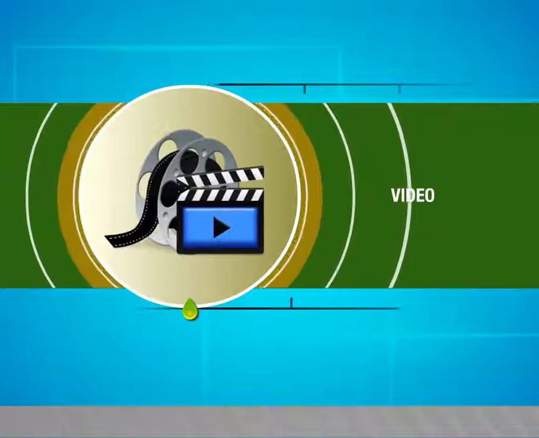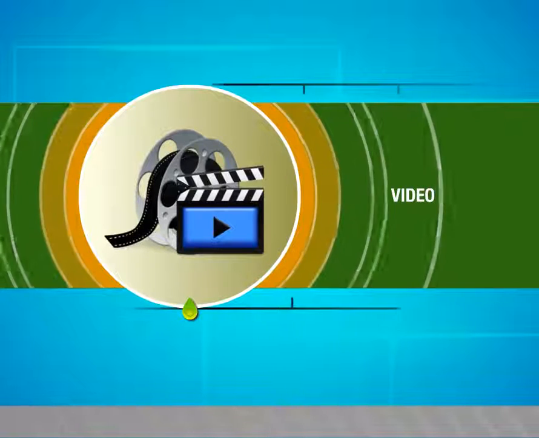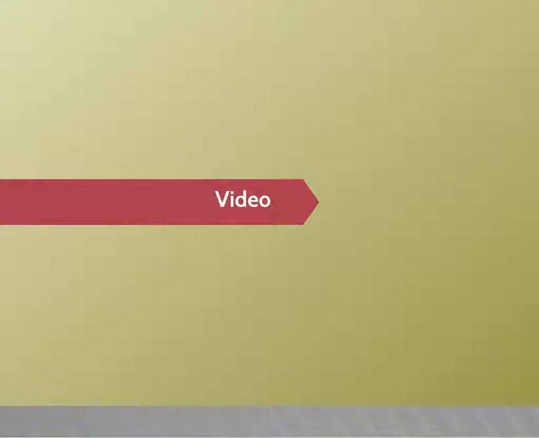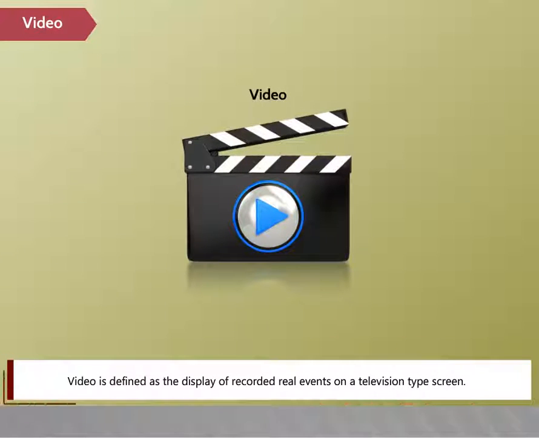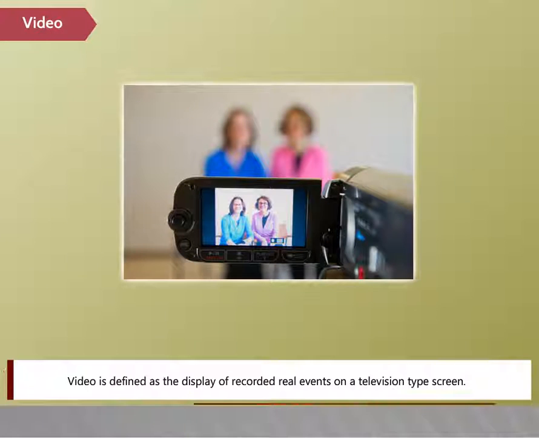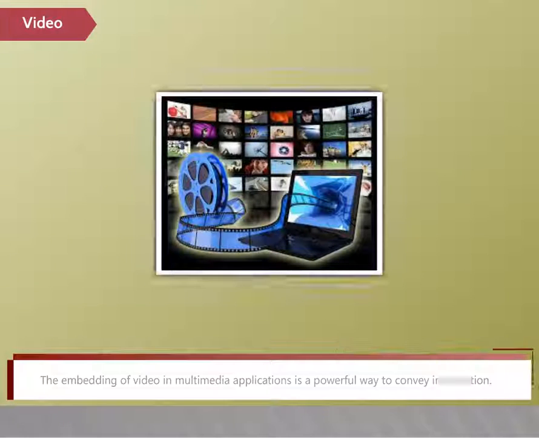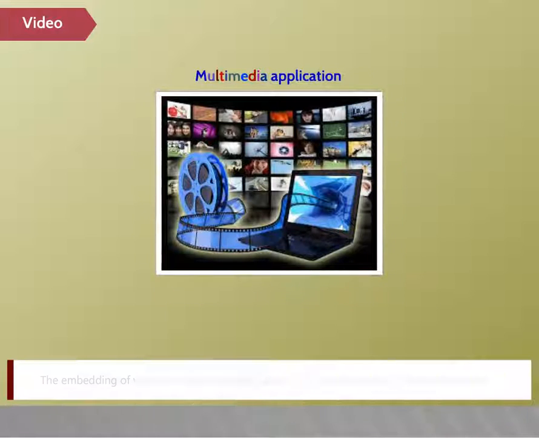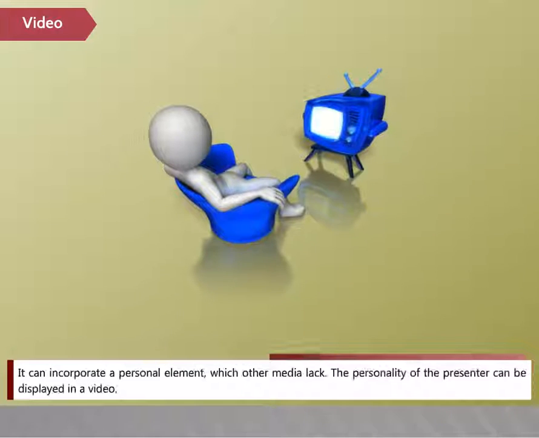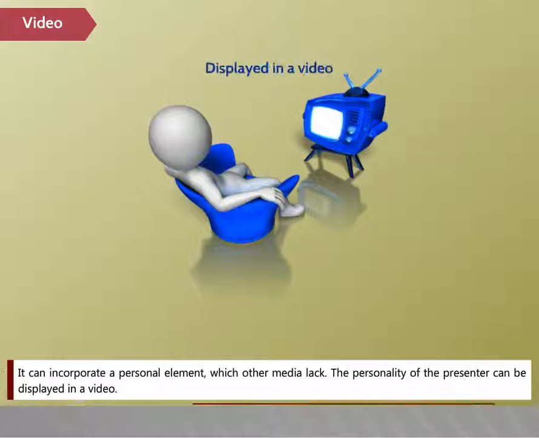Video. In this video, we are going to see about video. Video is defined as the display of recorded real events on a television type screen. The embedding of video in multimedia applications is a powerful way to convey information. It can incorporate a personal element which other media lack. The personality of the presenter can be displayed in a video.